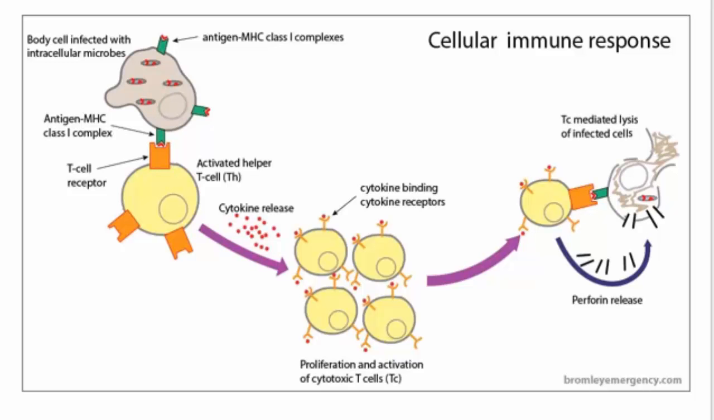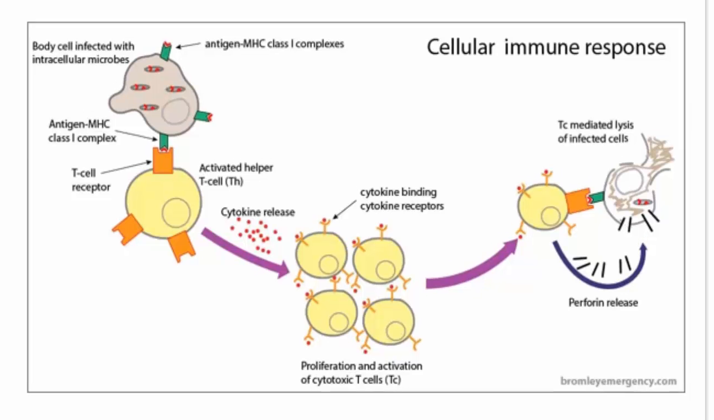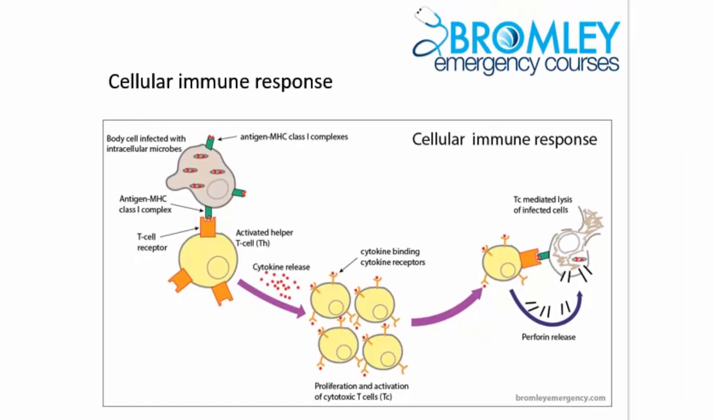Killing of target cells is brought about by the release of perforins from the bound cytotoxic T cells, and those perforins are protein channels which, when inserted into the target cell membrane, effect cell lysis and killing. So that's the summary of the cellular immune response, which is primarily responsible for clearing intracellular infections.